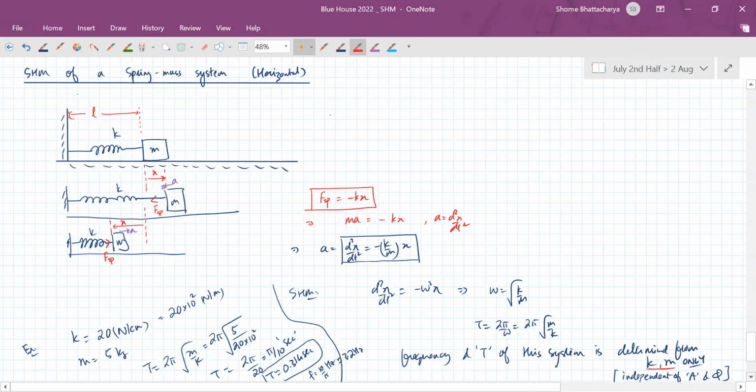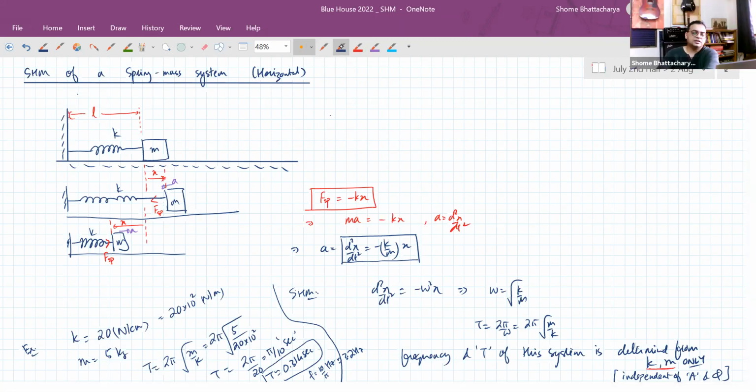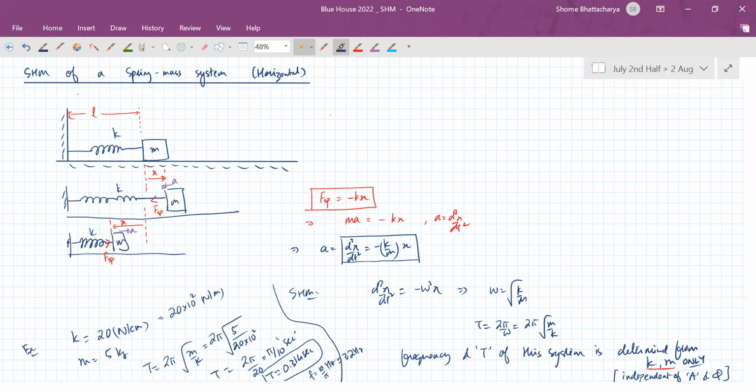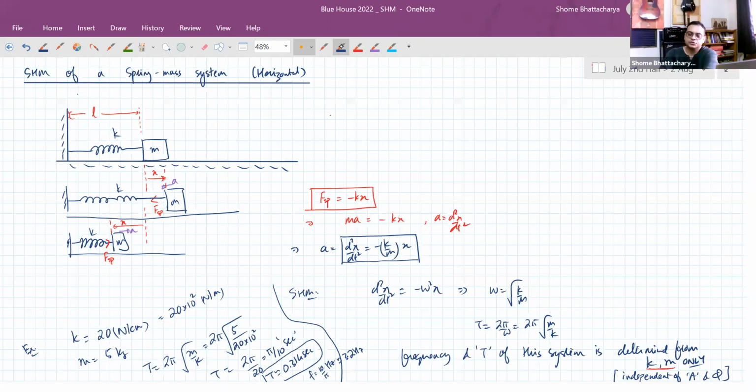The time period equation can be related to this 2 pi root of L by g. It is the same form, but that is the case of a pendulum. A pendulum does what is called angular harmonic motion. Its motion is angular. But we will see that that also comes from this kind of equation only.